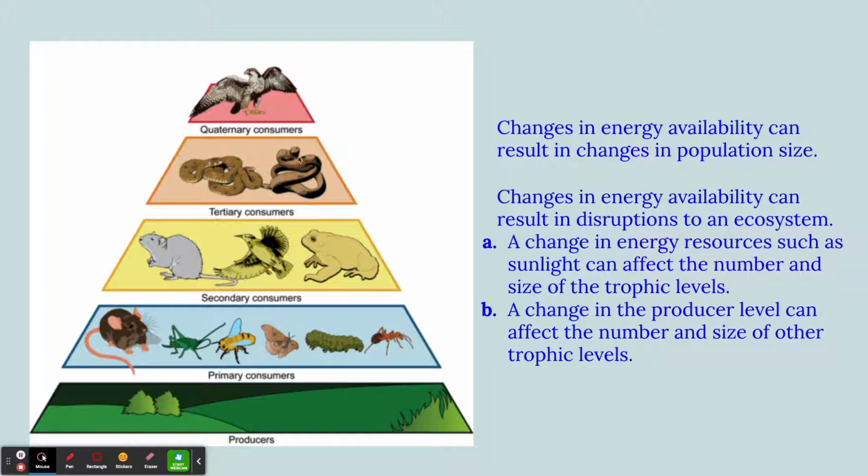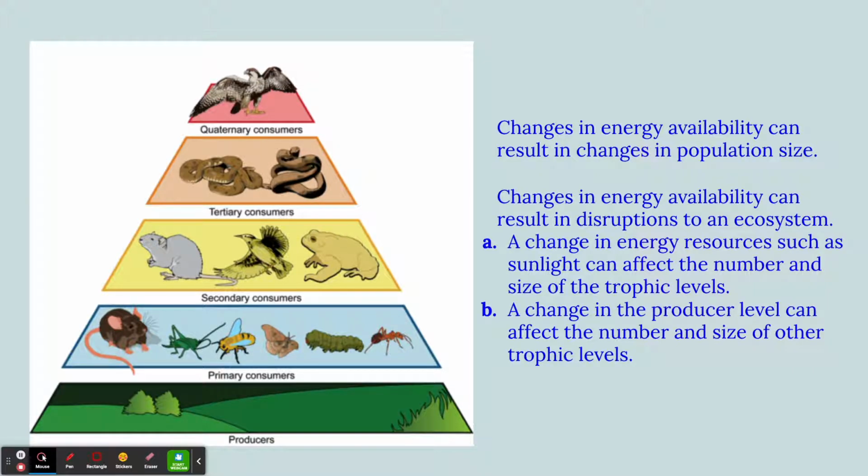This is also what causes populations to stay at a certain what we call carrying capacity, or they can only have so many of themselves because there's only so much energy to go around. So when we get up to our massive quaternary consumers or tertiary, their populations are going to be a lot smaller than our secondary and primary consumers. So changes in energy availability can make huge disruptions to ecosystems.